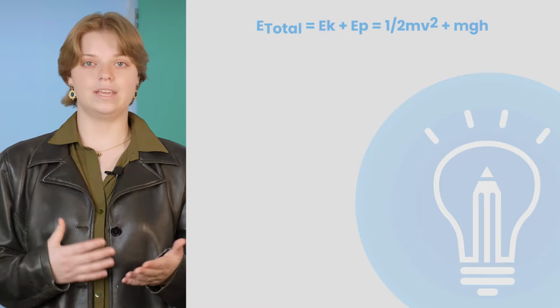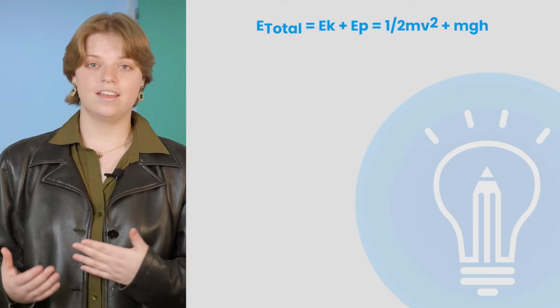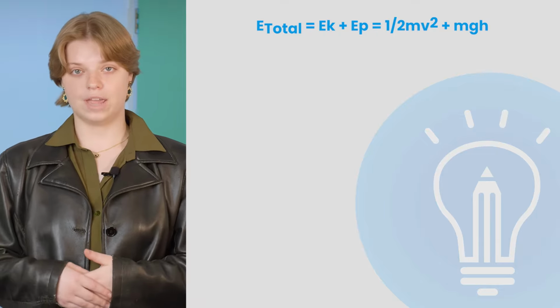Our energy at the top of the loop must be the same as the energy at the top of the hill. So we just need to work out what energy the car will have at the top of the loop. The car will both have a potential energy, since it is not at ground level, and kinetic energy, since it is moving. By adding these together, we can get the total energy of the car. E total equals EP plus EK, half mv squared plus mgh.